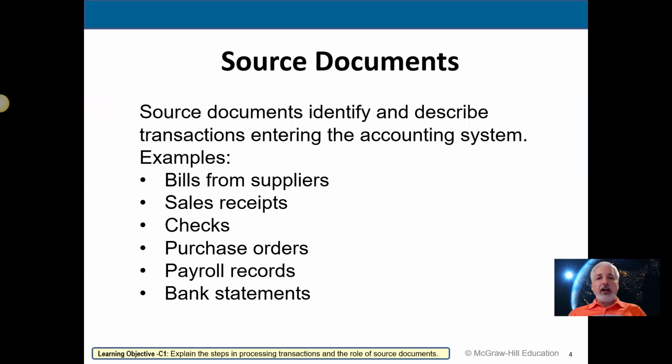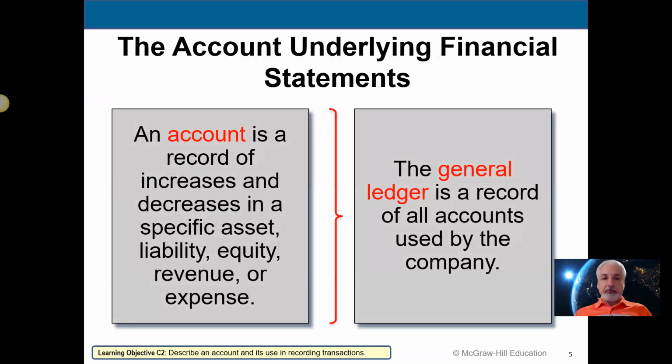All right, so what are source documents? We get a bill in the mail. We sell something to a customer and we have a receipt. We get paid with a check or we write a check. There are things called purchase orders that we issue to another company for things we want to buy. And there's payroll checks that go out the door, bank statements. These are all kinds of information that have financial numbers that are going to be analyzed and recorded on our books so we can prepare financial statements.